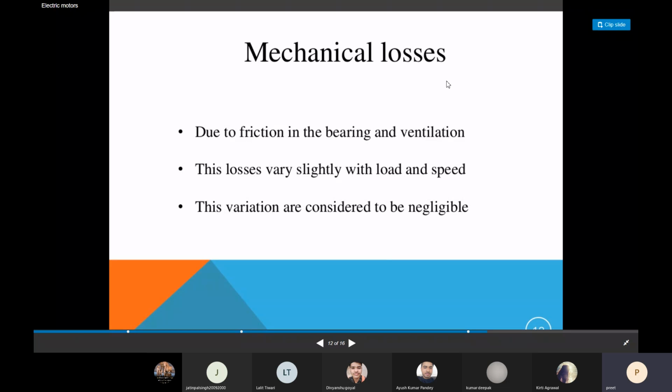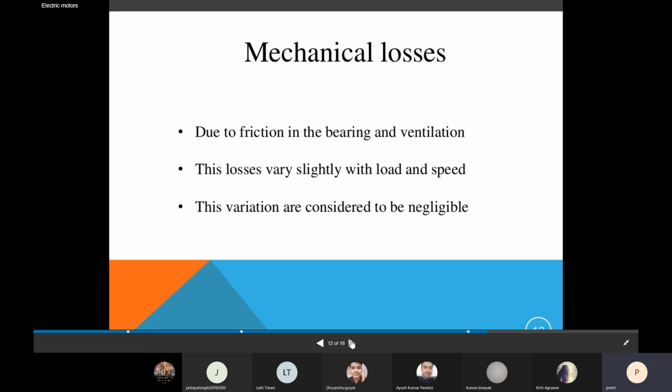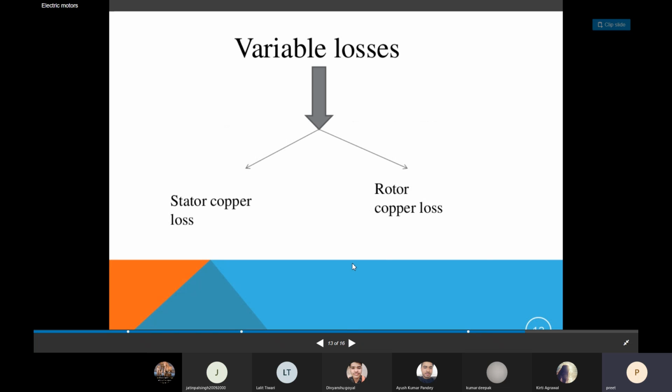Again, you have these mechanical losses, which are due to friction in the bearing and ventilation. These losses vary slightly with load and speed, very slightly. That's why we don't consider them in variable losses; they won't show a very big change when the load is changing. So we kept them in constant losses only. This variation is considered negligible, and that is the reason they are considered constant losses. In variable losses, we have the stator copper loss and the rotor copper loss.